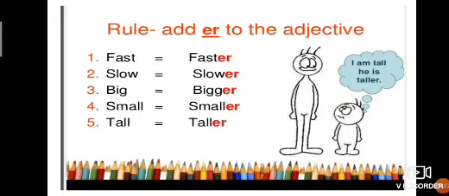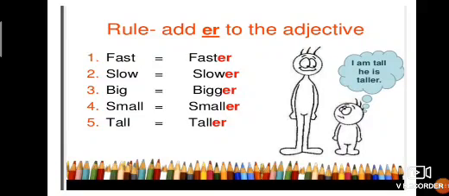The rule: add er to the adjective. What is the adjective? Fast. So we are just adding er. Fast, faster. Slow, slower. Big, bigger. In this we have a change. Yes or no? B-I-G, big. So we write it as B-I-G-G-E-R.